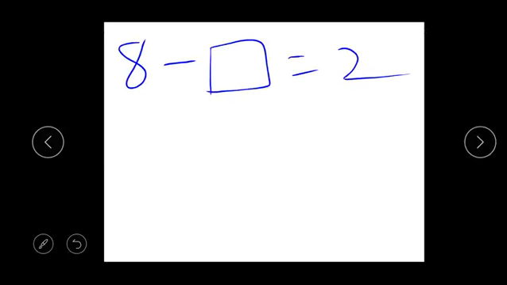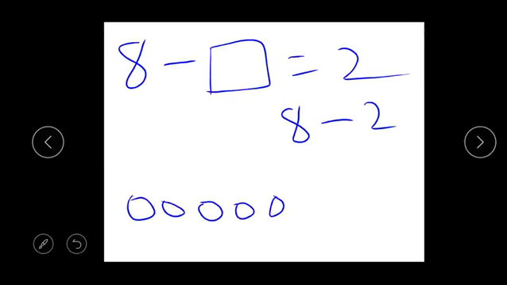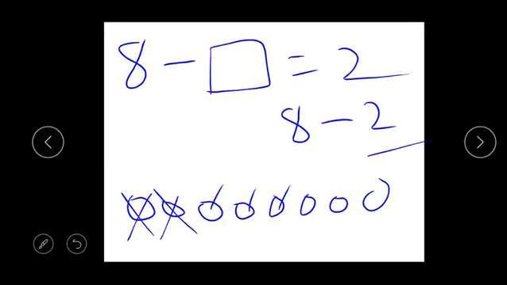Let's do another example. We have 8 minus a big box is equal to 2. So what are we going to do? We are going to subtract the small number from the big number. That would make it 8 minus 2. So we are going to count 8. 1, 2, 3, 4, 5, 6, 7, 8. Remove or take away 2. 1, 2. Let's count the remaining. 1, 2, 3, 4, 5, 6. So that means the missing number in the box is 6. So 8 minus 6 is equal to 2.